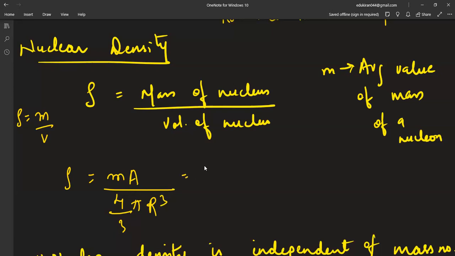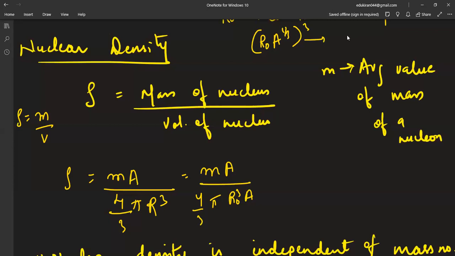Now see, R we can replace it, so density is MA by 4/3 pi R naught A cube. And this 1/3, when we cube it, it will become A, right? See, this was R naught A to the power 1/3. When you cube it, this will become R naught cube and this is A only. So A will be cancelled. This is equal to 3M by 4 pi R naught cube. Now see, this is independent of the mass number because A got cancelled.